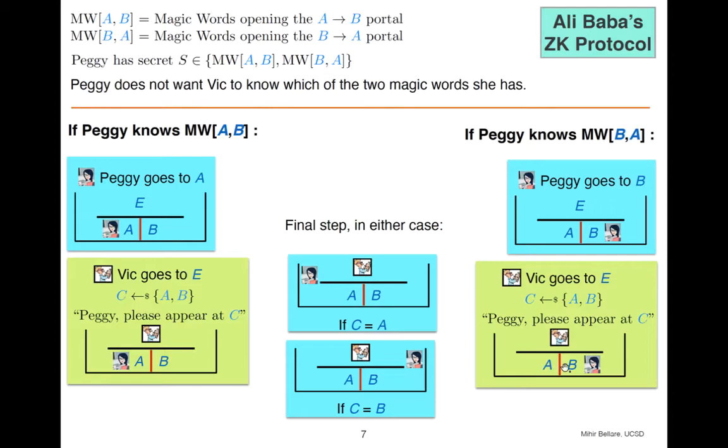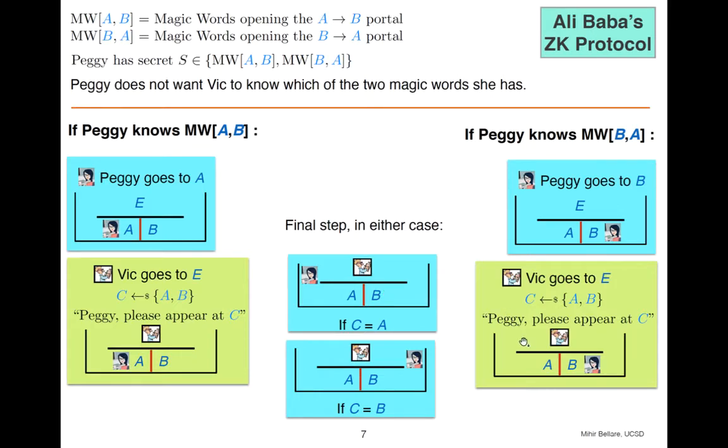Well, in general it may be difficult, but luckily Peggy knows the magic words to go from B to A. So sitting here, she crosses over and then walks out here. And Vic says, oh, I see you appearing at A. Now notice that from Vic's perspective, whether it was starting here and getting here or starting here and getting here, it looks identical. All he sees is, I told Peggy to appear at A, and lo and behold, she did.